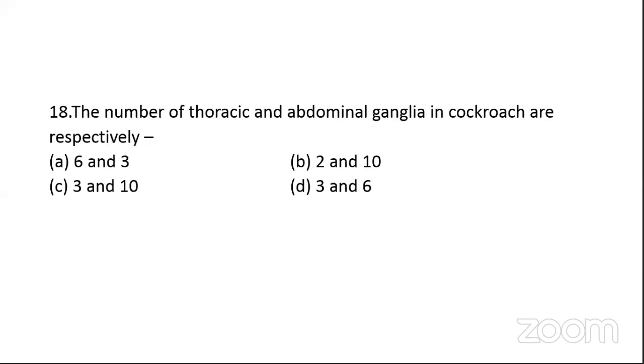Then, the number of thoracic and abdominal ganglia are, think and answer. How many ganglia can be present in the nervous system? Obviously thoracic would be three ganglia, so this would be wrong. Think and answer which would be correct. It is actually D. It is not 10. They don't have 10 ganglia. They have only 6 ganglia in the abdomen.